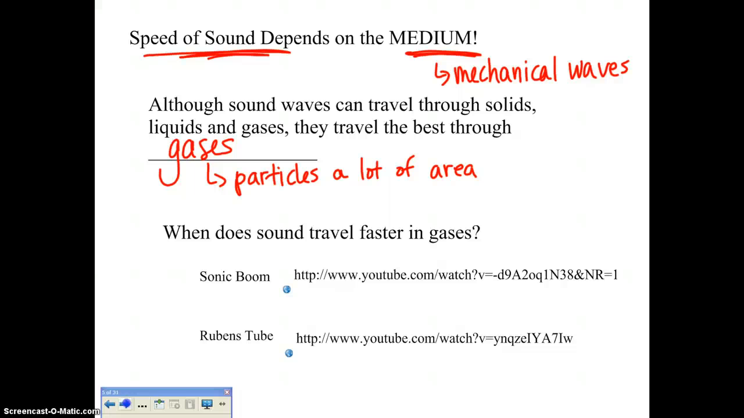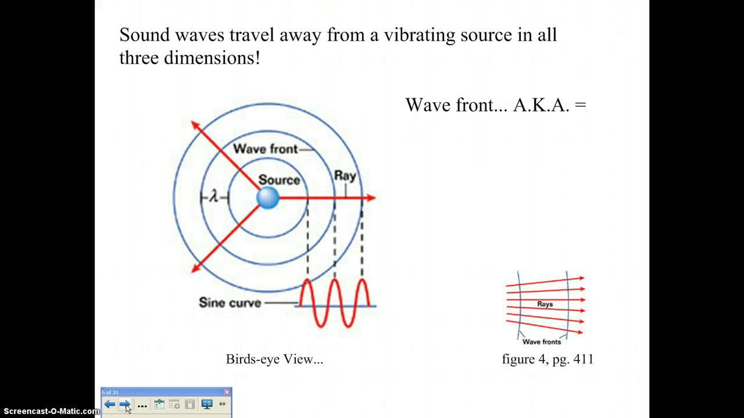Rubens' tube is a pretty sweet experiment that the gentleman on Mythbusters did, which deals with fire and gas. We're not going to build one, but it's a really neat experiment where you can very clearly see sound waves and how sound does need a medium, gas in that case, air, to travel through. So please make sure after this is over, you click at the bare minimum on Rubens' tube, but the sonic boom definitely brings it home for those of us who are visual learners. Please make sure you watch both of those.